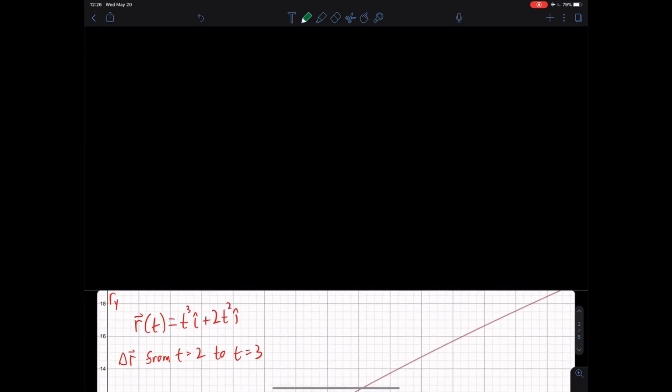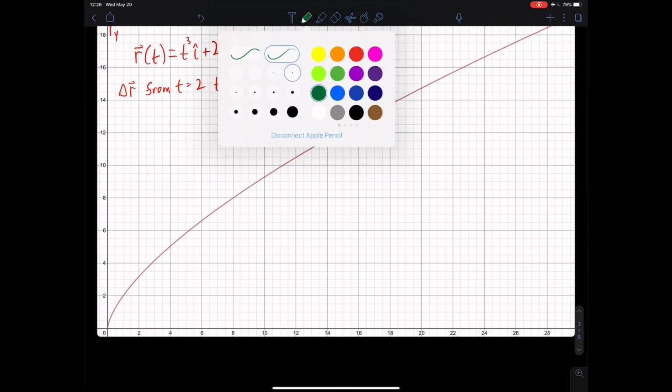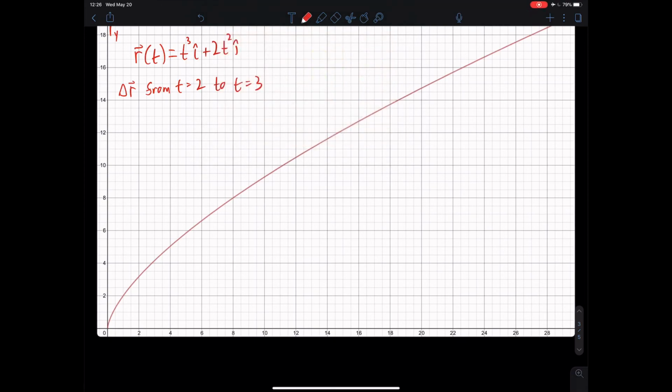So let's do one more. Let's do it purely mathematically. We want to just subtract and actually get the values out of these vectors. So let's take R3, which we said was 27i hat plus 18j hat, and then R2, that is, what was R2? R2 was 8i hat, or R of 2, I should say, plus 8j hat. And then let's subtract them mathematically. So R of 3 minus R of 2.